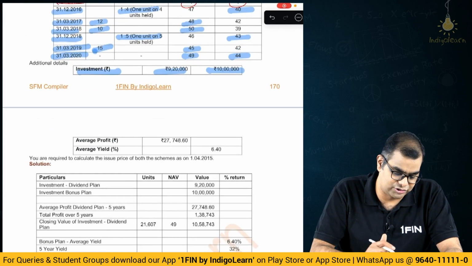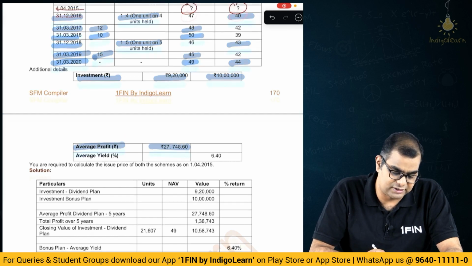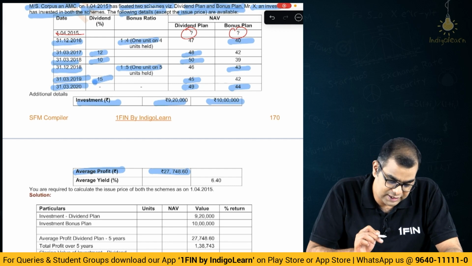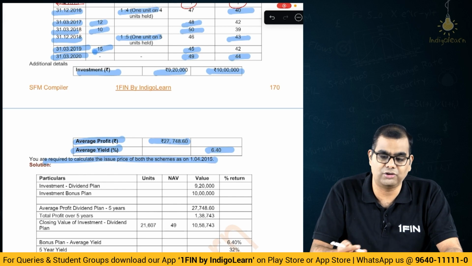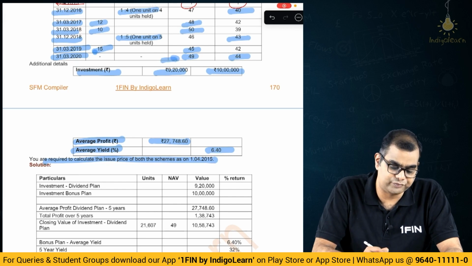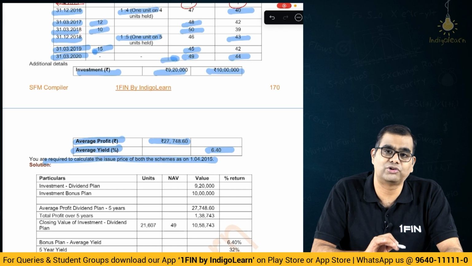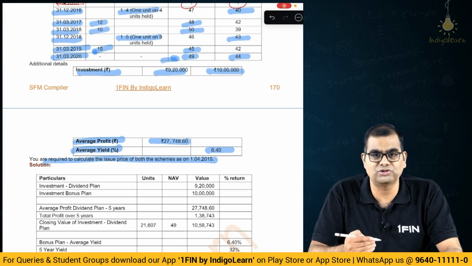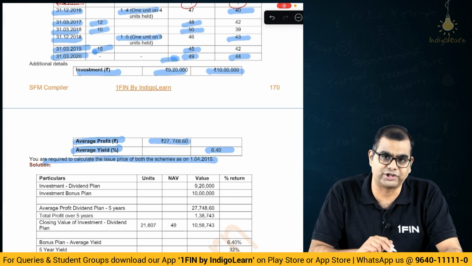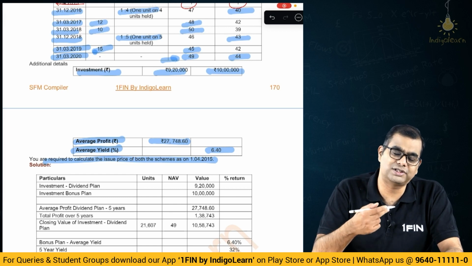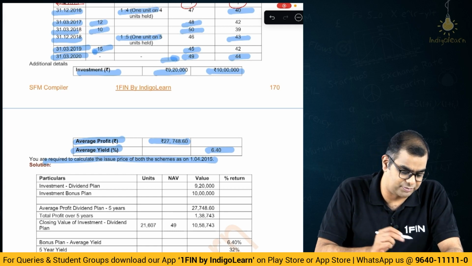Number of units is also not known, because they have just given the investment value. Then they have given the average profit for the dividend plan as 27,748.6 and for the bonus plan the average yield is 6.4%. You are required to calculate the issue price of both the schemes. So now you have closing NAV, you have initial investment. You are supposed to divide the closing investment by the closing NAV to get the closing units. From closing units, you work backwards and arrive at opening units. That is the simple logic.